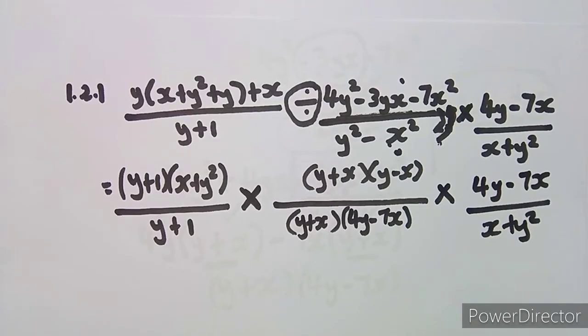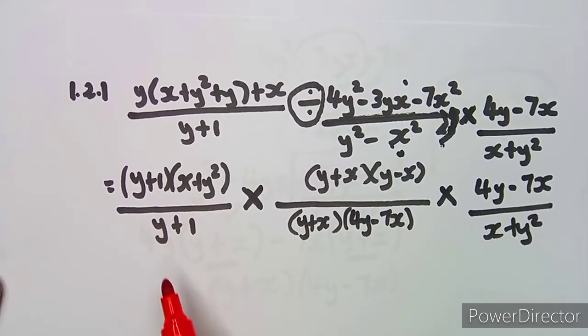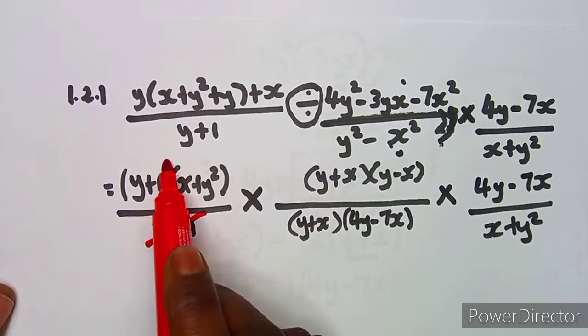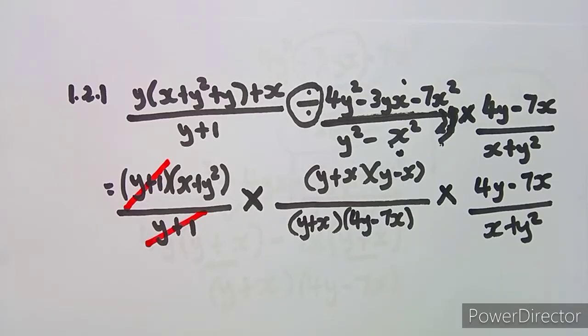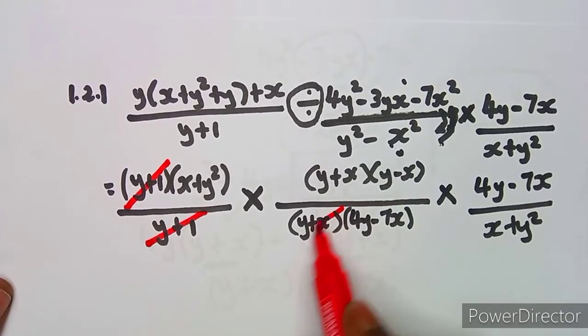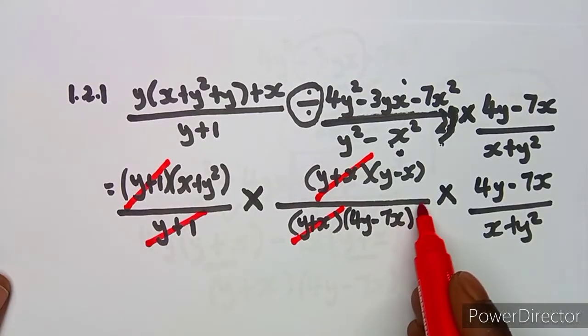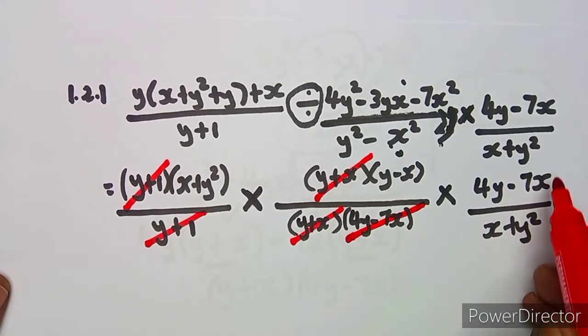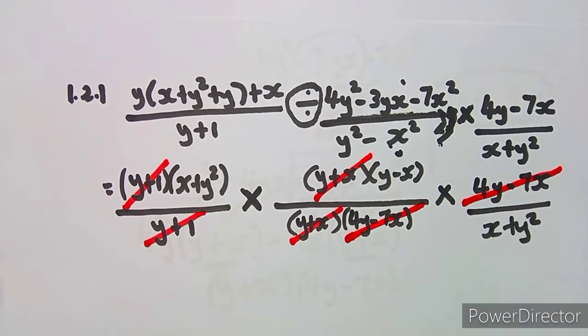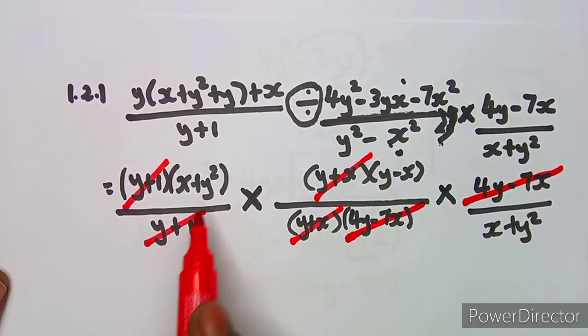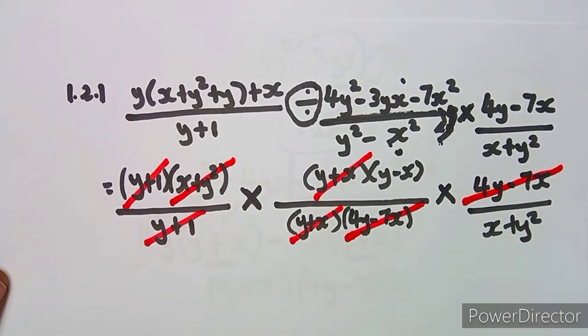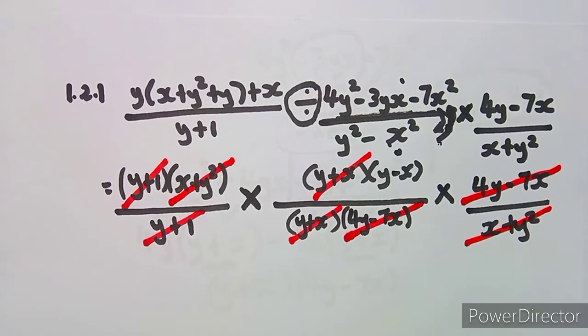We have to cancel. As long as it is the relationship between the numerator and denominator, you can cancel. So you can cancel y plus 1 and y plus 1. They can cancel. Y plus x can cancel. All right, which else can we cancel here? 4y minus 7x can cancel. All right, what else do we have? We have got this one, x plus y squared can cancel.